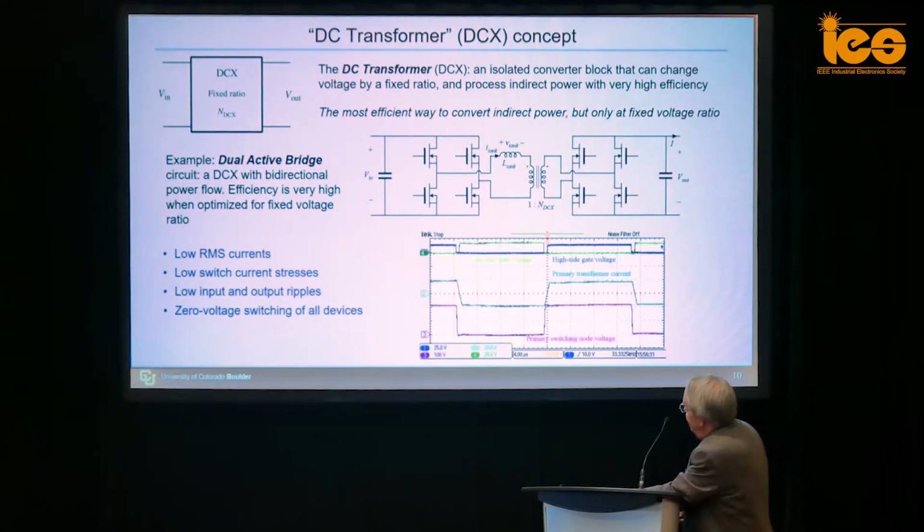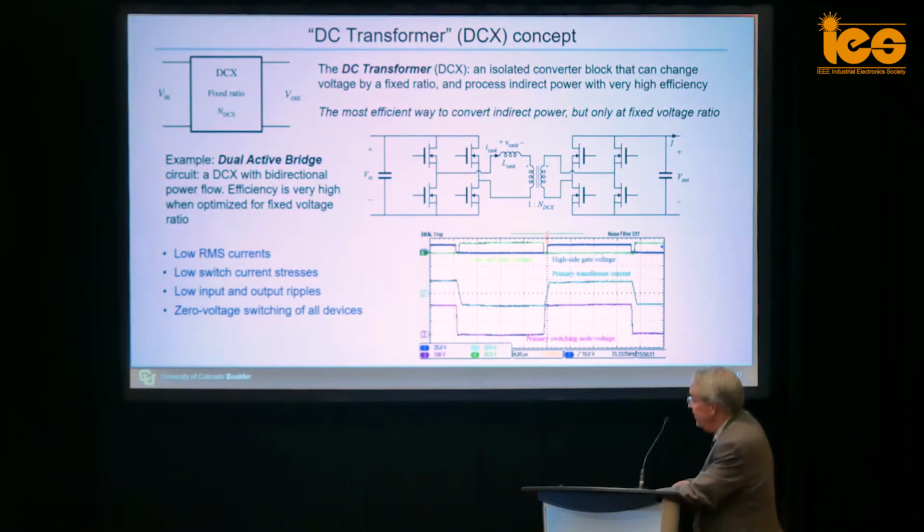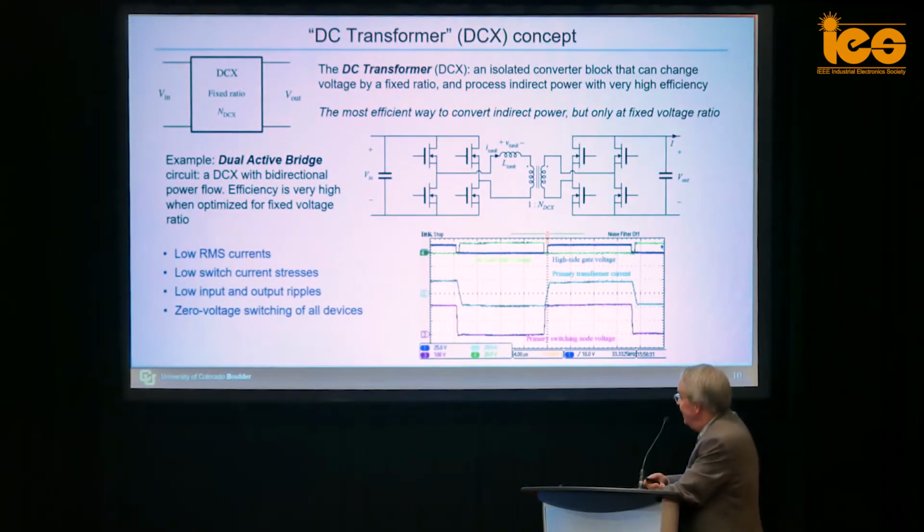So how can we do the required function of indirect power conversion to get the gain, the voltage or the current gain that we want in our converter in the most efficient way? We looked at a lot of ways to do it, and the best way we could find was this dual active bridge circuit. You can invent other ways to do it, but this one actually is pretty remarkable.